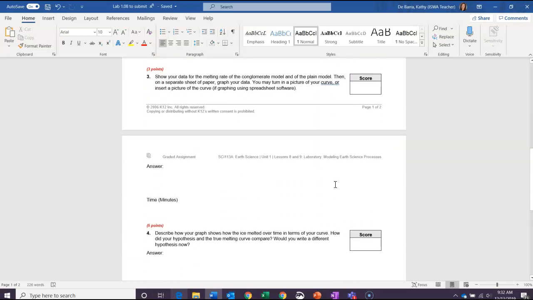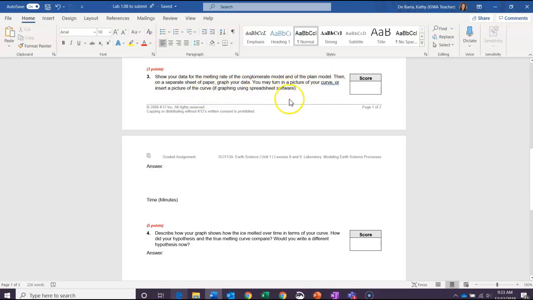Okay, number 3 is where we need to do some of the graphing. It says, show your data for the melting rate of the conglomerate model and of the plain model. Then on a separate sheet of paper, graph your data. You don't need to insert the tables because you're given that. So when it says show your data, I really want to see it in graph form. You can do it by hand on a separate sheet of paper, or you may turn in a picture of your curve or insert a picture if you're using spreadsheet software.